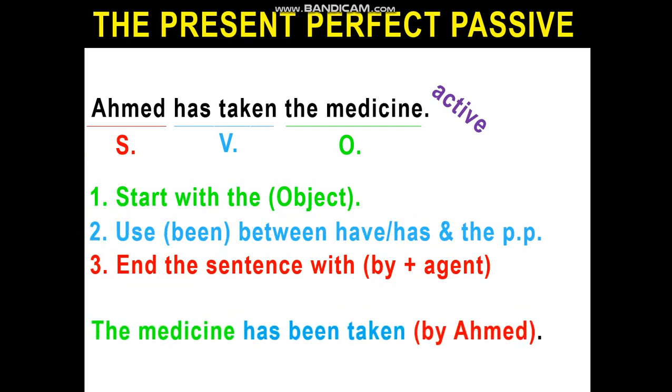The medicine has been taken by Ahmed. Following these three steps, we started with the object, which is the medicine. We added been between has and taken. So the medicine has been taken, and we can say by Ahmed or not. And this is what we call the passive voice. Let's move to another example.